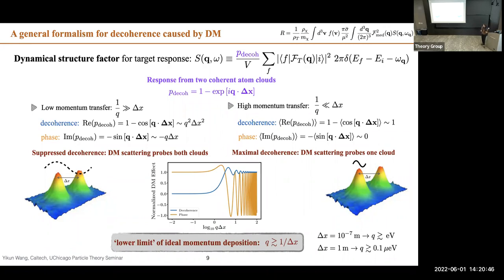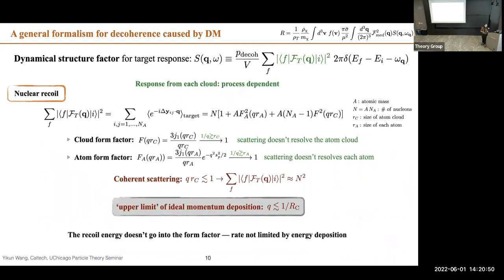Okay, so this is the first part of the dynamical structure factor. And now the second part here is really the process-dependent one. Here I want to use the example from nuclear recoil to show you the formalism of this part of the factor. This can actually be easily calculated with two lines. What you end up with is a function of the number of nucleons in the atom clouds, the momentum transfer, and the atomic mass.